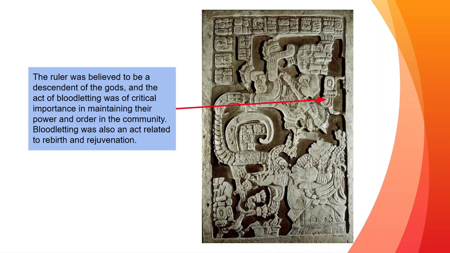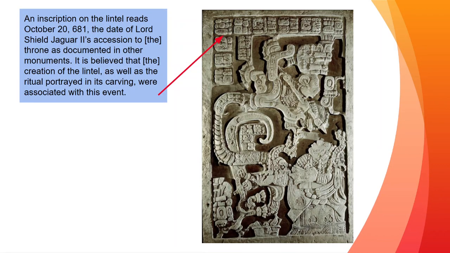So in this lintel, because the rulers are believed to be descendants of gods, the act of bloodletting is going to help maintain that power and order and connect to the gods themselves. If you shed the blood of a god, you're going to connect to the god. That's the idea. The inscription up here, some more Mayan hieroglyphs.